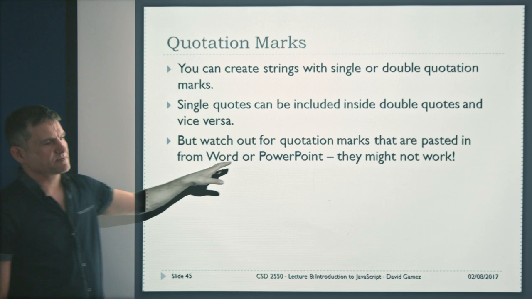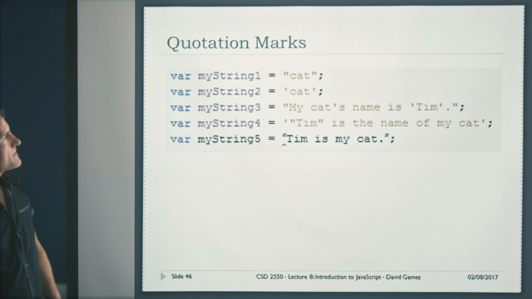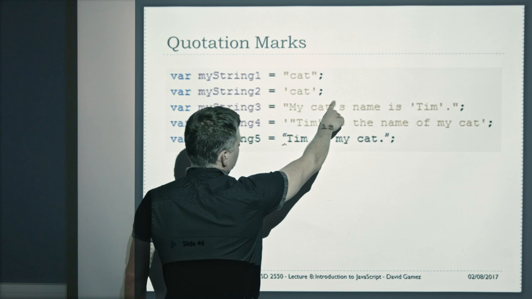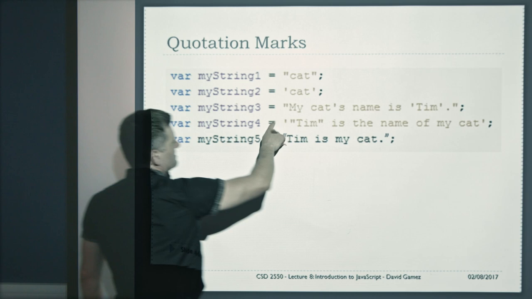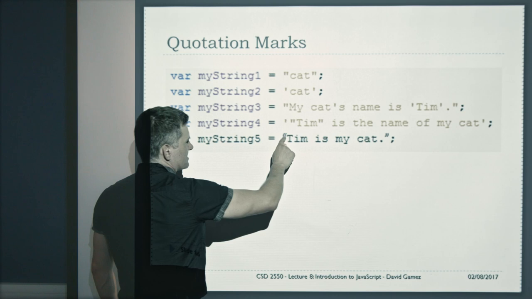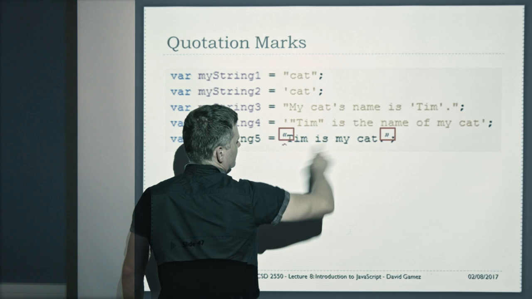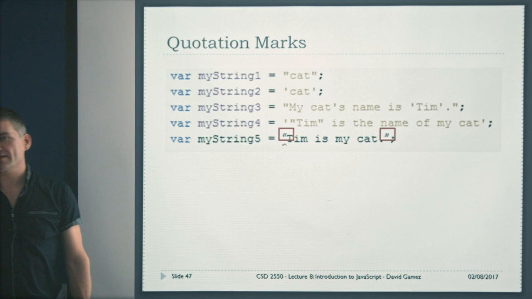But these are sort of funny characters that aren't recognized by JavaScript or other programming languages. So for creating a string, we can use double or single quotation marks. We can use single quotation marks inside double quotation marks, as in this third example. We can also use double inside single quotation marks, very flexible. But what we can't do is use quotation marks pasted in from Word or PowerPoint. In that case, you can see it's not highlighting it correctly, and this won't run in JavaScript. So be careful about that, particularly if you're copying stuff off my lecture slides.